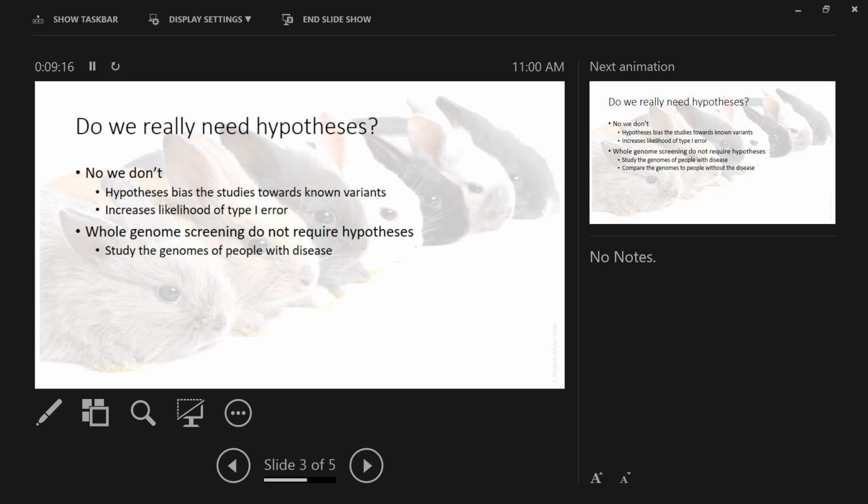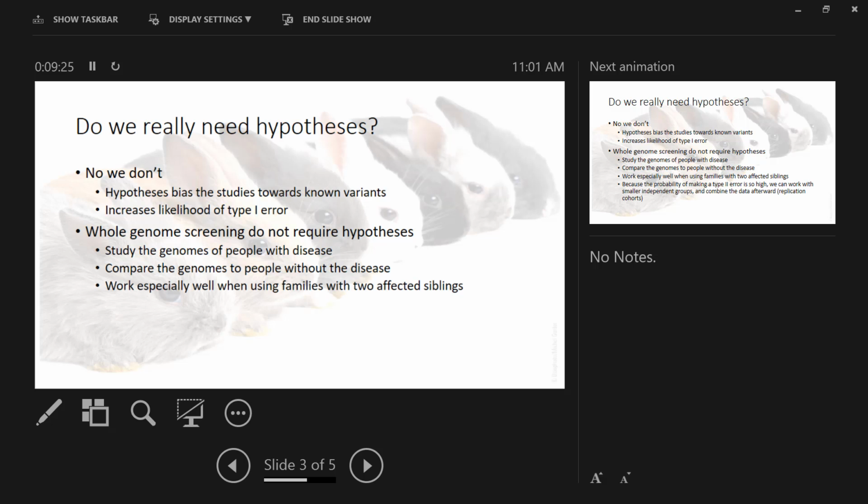And so, yeah, we study the genomes of people with the disease. We compare these to genomes of people without the disease. And these studies work really, really well if you can collect families that have at least 2 affected siblings. Okay? Because now both of these siblings have this genetic illness, and we know that they're highly related genetically because they're full siblings.